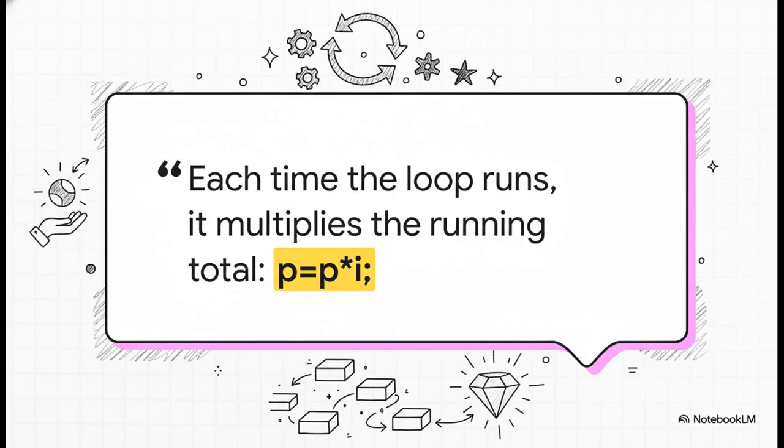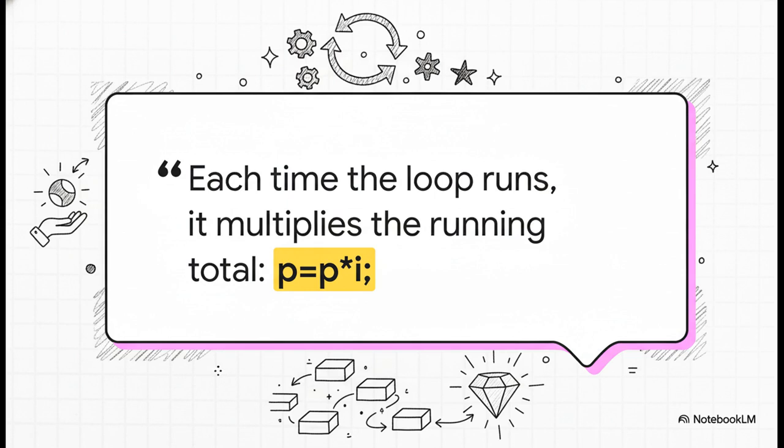And here's the trick. Before the loop even starts, we create a variable. Just think of it like a little box to hold a number. We'll call it p, and we'll put the number 1 inside. Then, every time the loop runs, it takes the number that's already in the box, multiplies it by the next number in the sequence, and puts the new result back in the box.